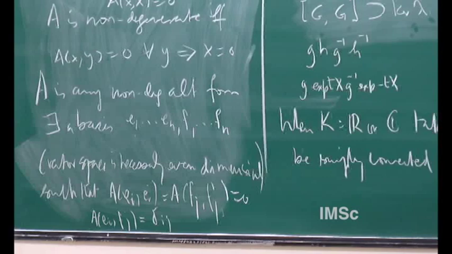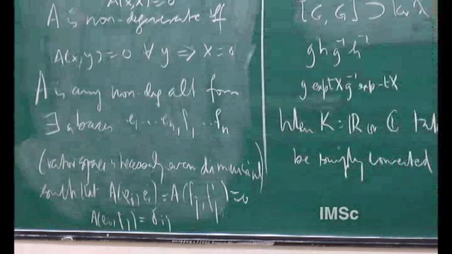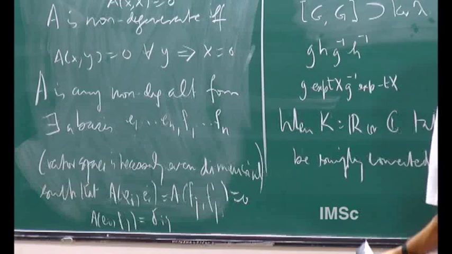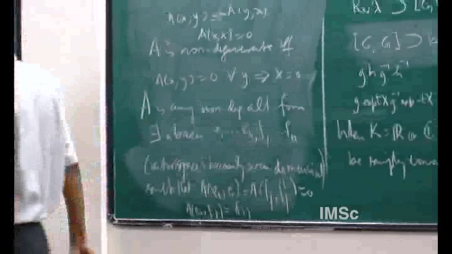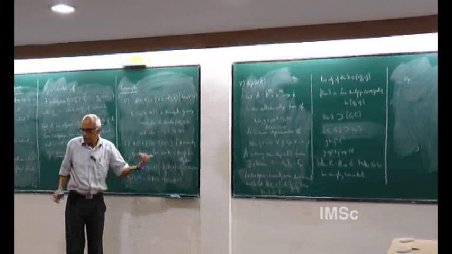So any alternating form looks like this, and SP2N K is described as the group, which is the Lie algebra, which leaves invariant this alternating form, that is SP2N K. Because of this, in the case of quadratic forms, there can be very many different quadratic forms, but all non-degenerate quadratic forms are essentially the same, with respect to some suitable basis. They all look alike. Whereas orthogonal groups can be very different.